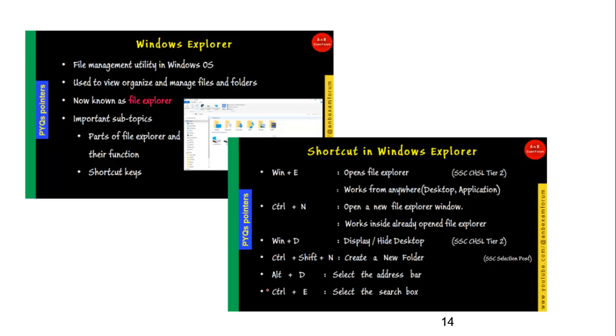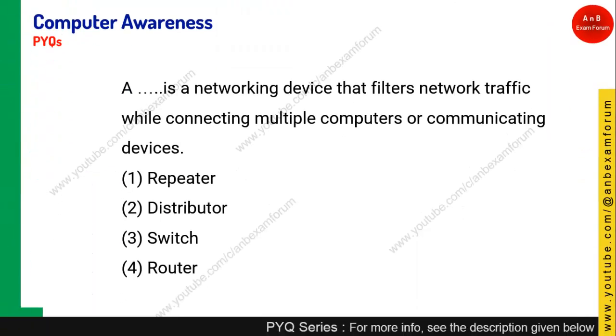So these are a few other shortcuts which are commonly asked in the exam, like Window plus D, which is also one important key in Windows, which is used to display or hide the desktop. Okay, so if you press this combination, you are going to either hide or display. If it is in the hide mode, it will be displayed. If it is displayed, then the desktop will be hidden. Okay, coming to the next question.